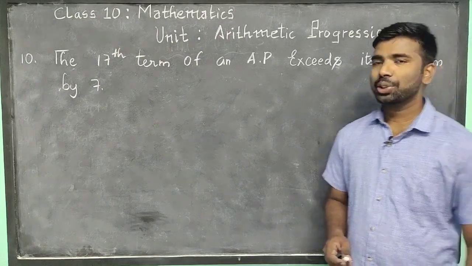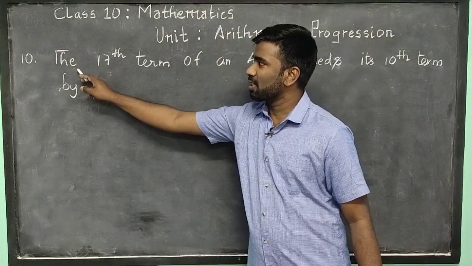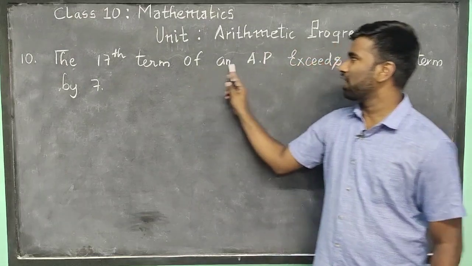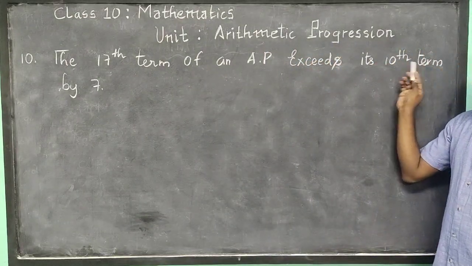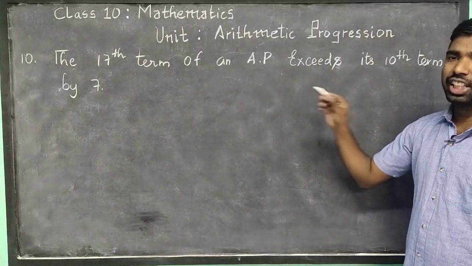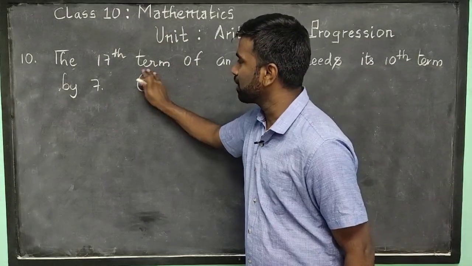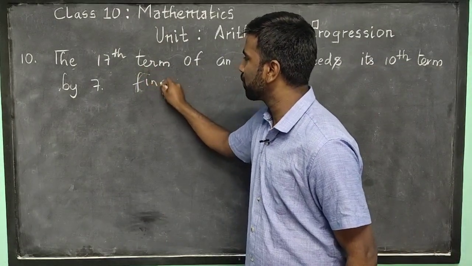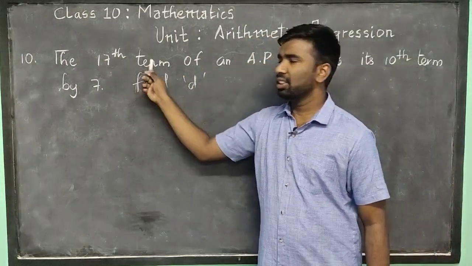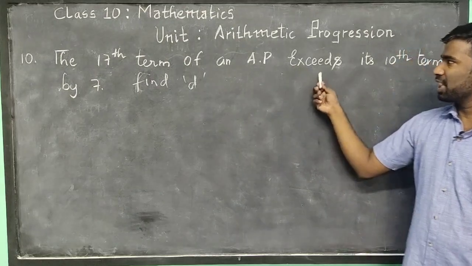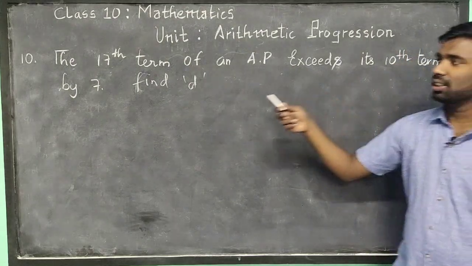Students, now moving to question number 10. The 17th term of an AP exceeds its 10th term by 7. Given this condition, we should find D. We should find the common difference D. The 17th term exceeds its 10th term by 7.